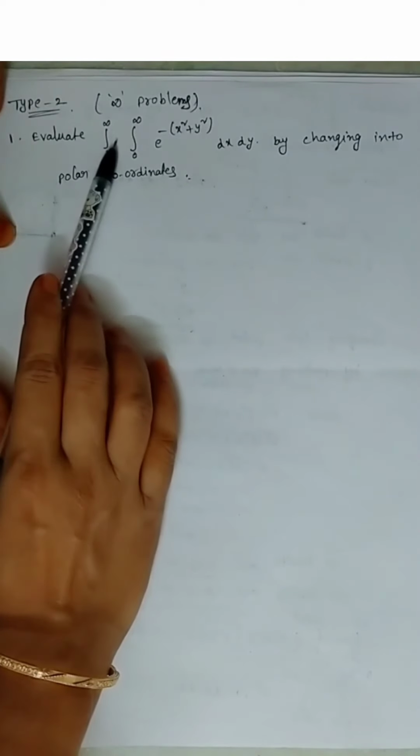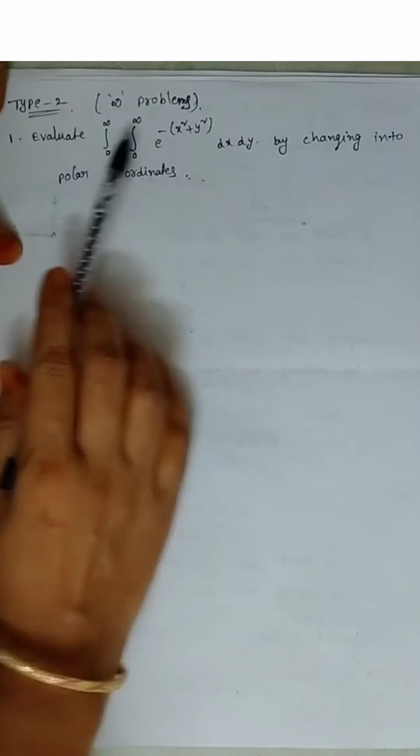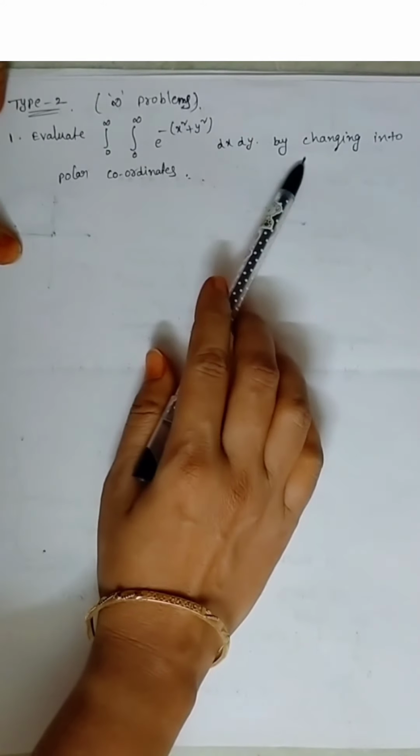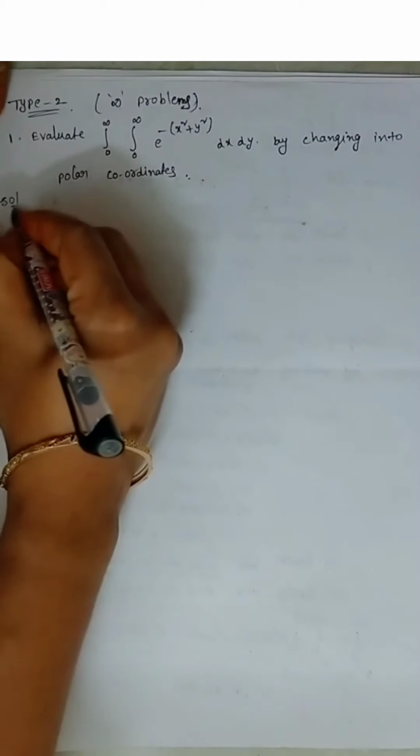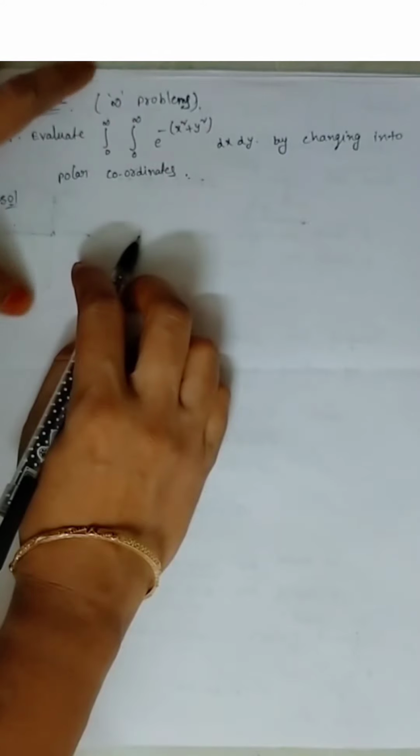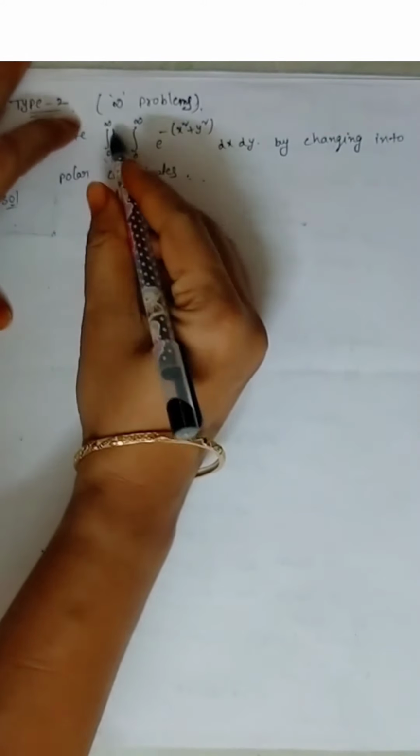Evaluate the integral 0 to infinity, integral 0 to infinity, e power minus of (x square plus y square) dx dy by changing into polar coordinates. So here, 0 to infinity is a constant limit. This one is also a constant limit. So you can take this as x limit or this as y limit, no problem.